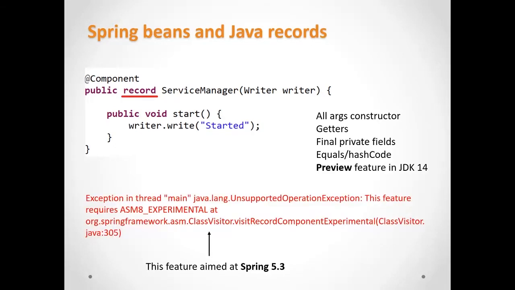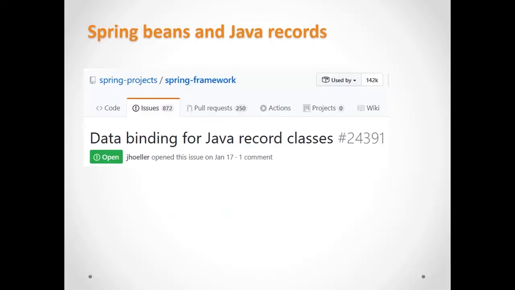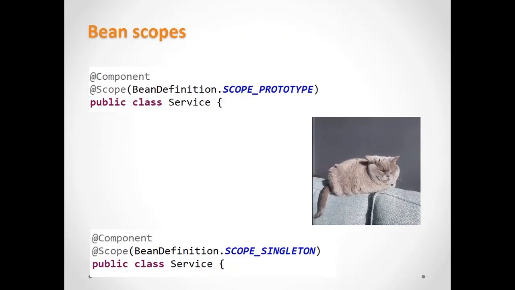However, if you try to do that now, you will see a very interesting exception. So Spring supports Java 14, but ASM 7 does not. It requires ASM 9, and this ASM version will be available only in Spring 5.3. So we will wait till October. And there is an issue and a ticket in the Spring GitHub repository to add support for Java records and ASM 9.